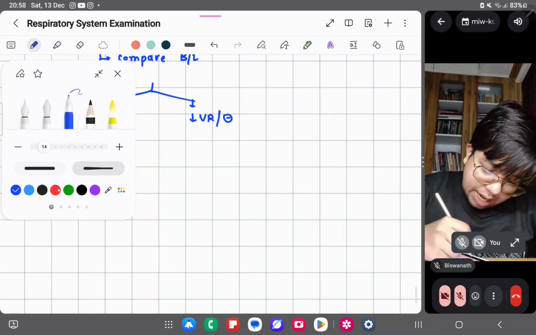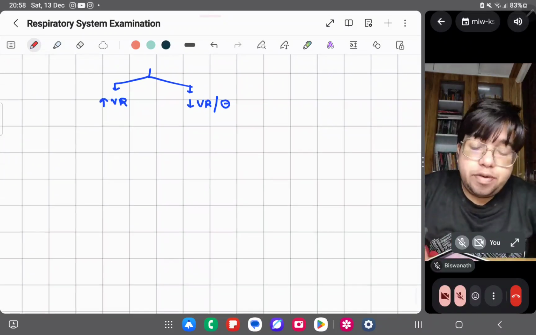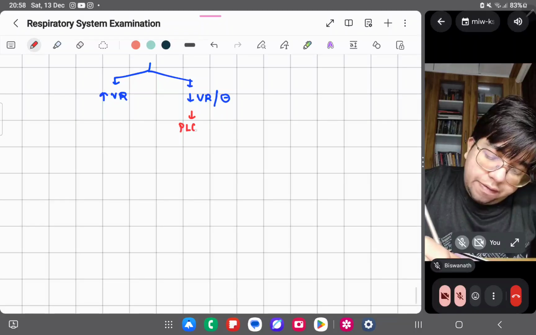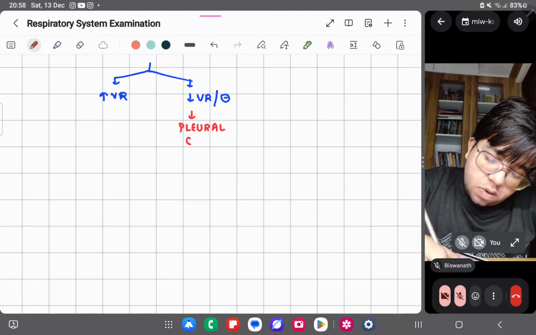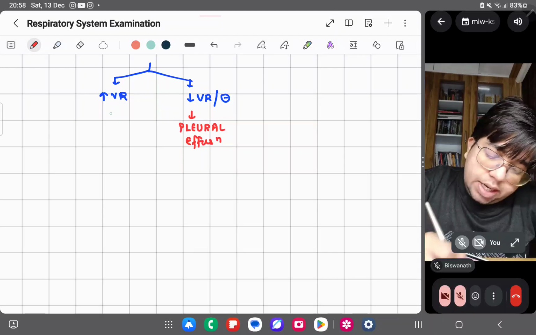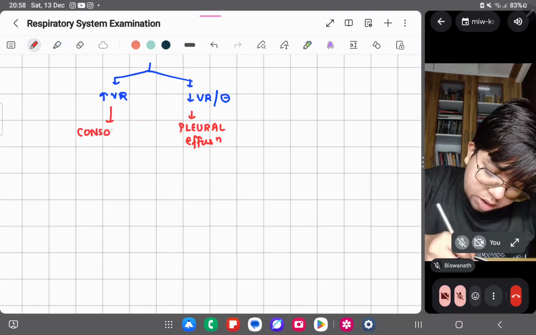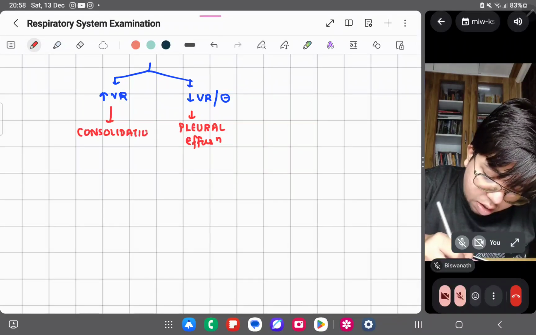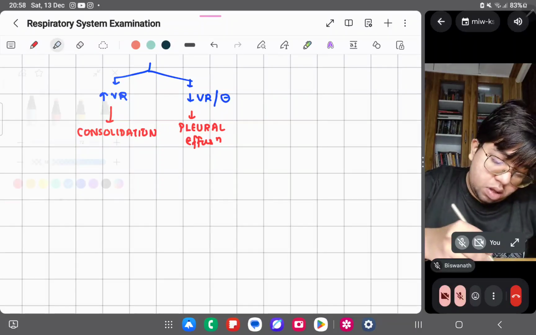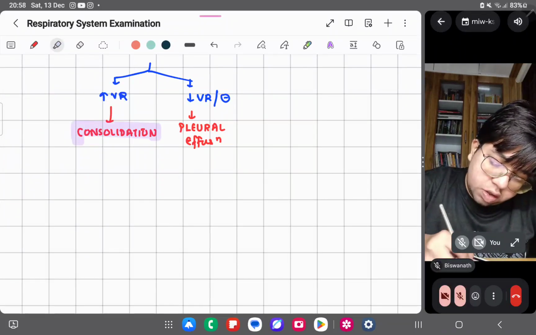Is there a decrease or absent vocal resonance? There may be a pleural effusion there. Pleural effusion. And if there is an increase, then there may be a consolidation. There may be a consolidation.